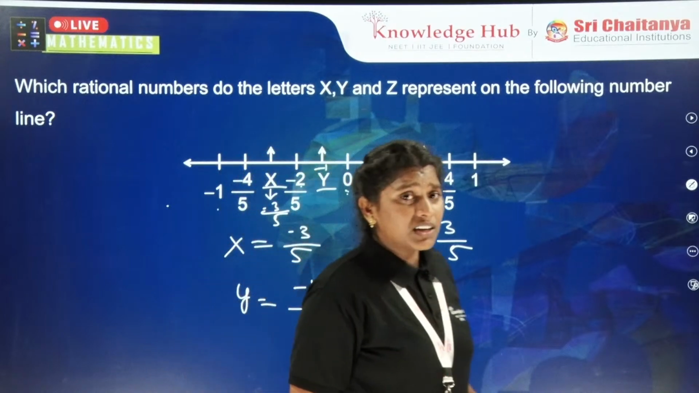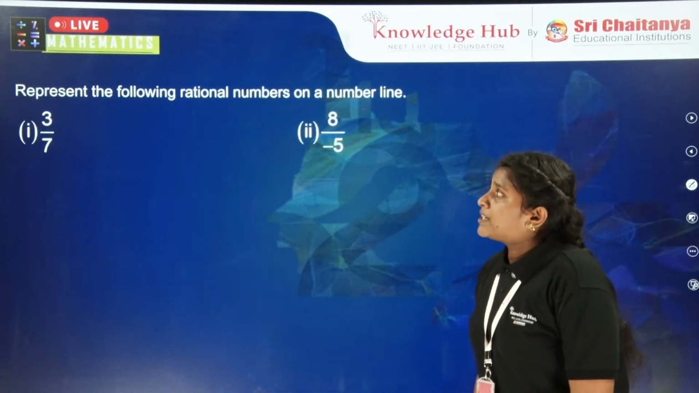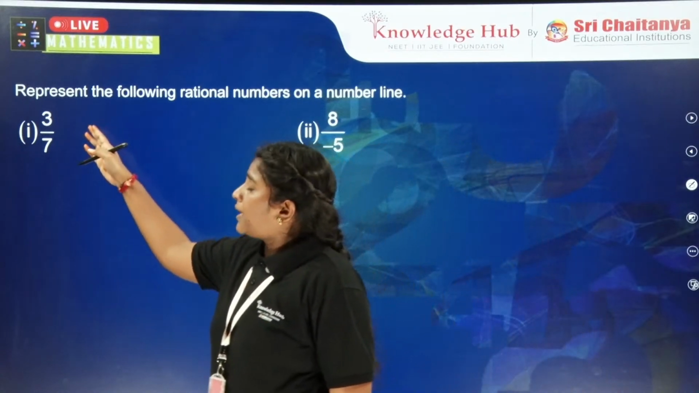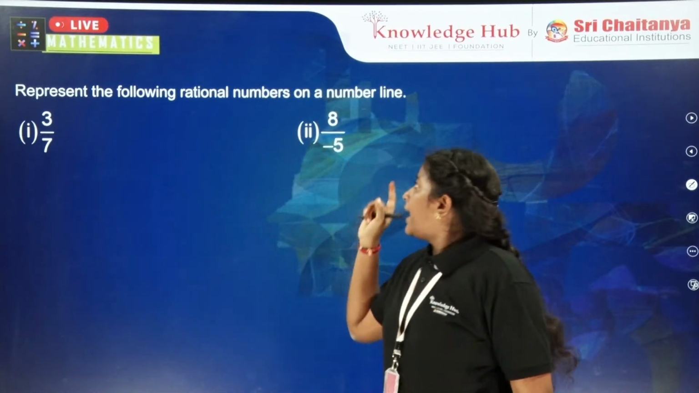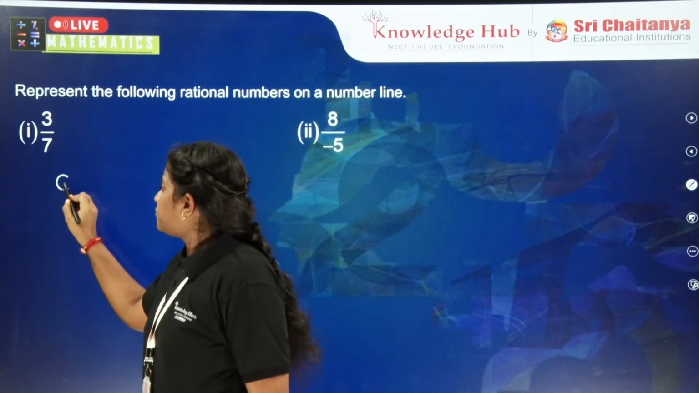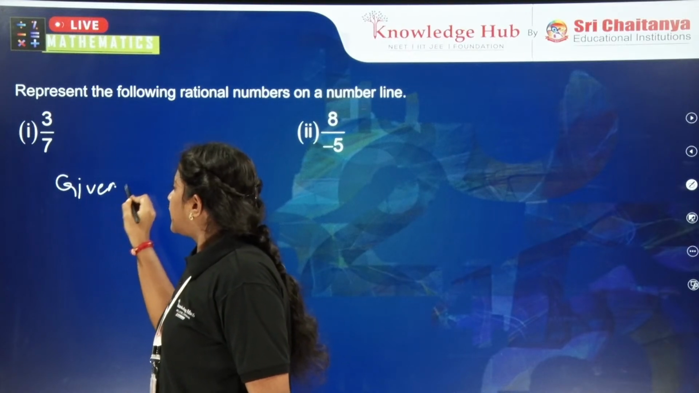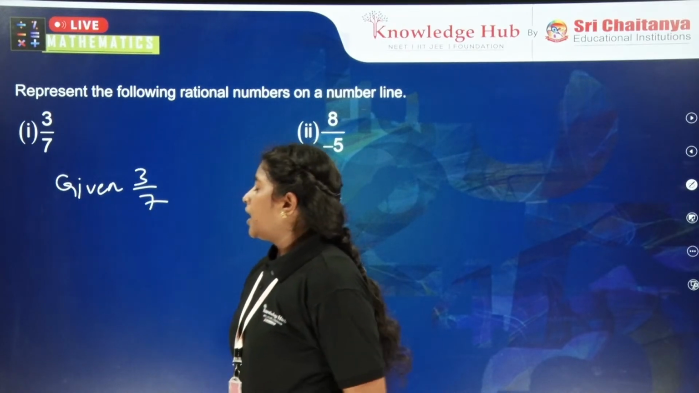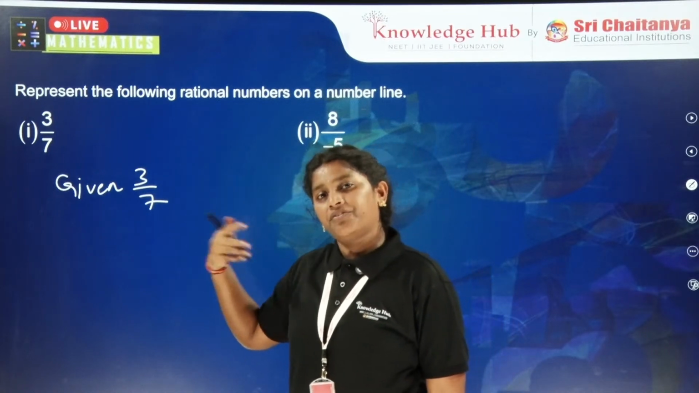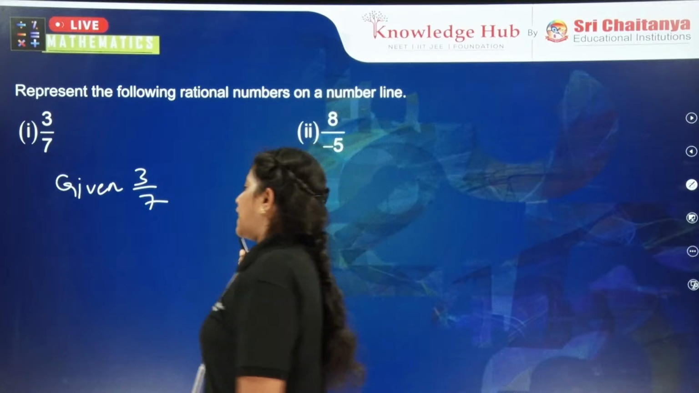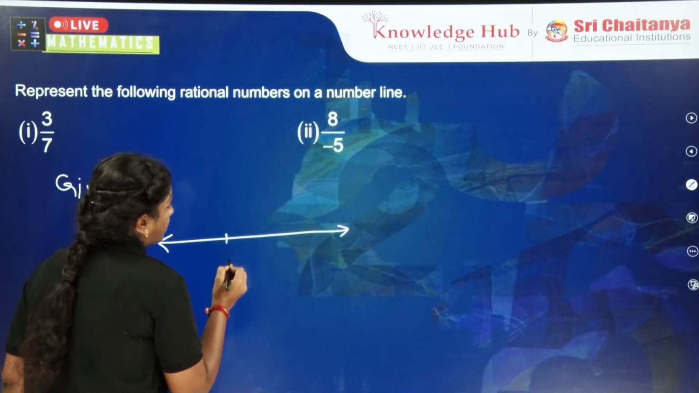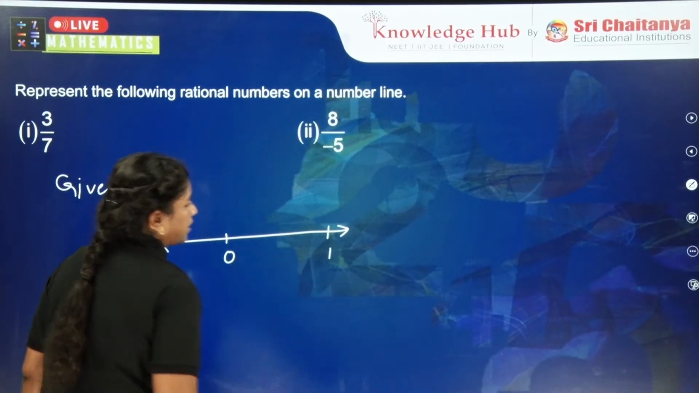Now, moving to the next, represent the following rational numbers on a number line. They gave 3 by 7 and another one is 8 by -5. So let's solve for 3 by 7. Coming to the first one, they gave 3 by 7. If you observe here, the numerator is less than the denominator. So it is a proper fraction. Proper fraction means it lies between 0 and 1.